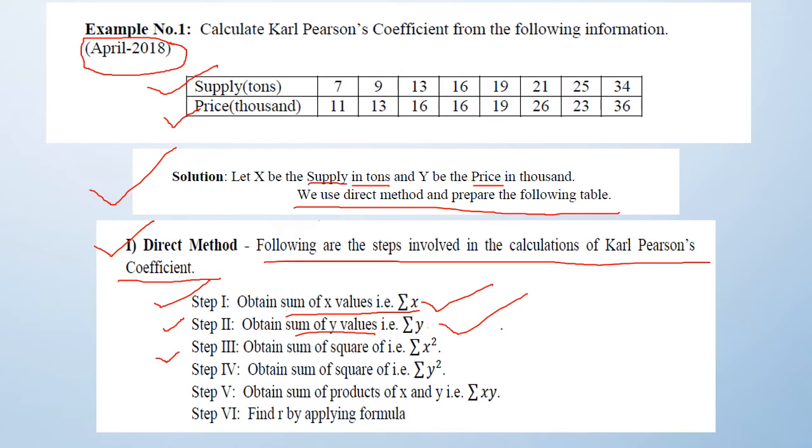Then the third step, obtain the sum of squares, that is summation x square and summation y square. And the next step, obtain the sum of products of x and y, that is summation xy. The last step, find r by applying the formula we saw earlier, and we calculate the value of r.